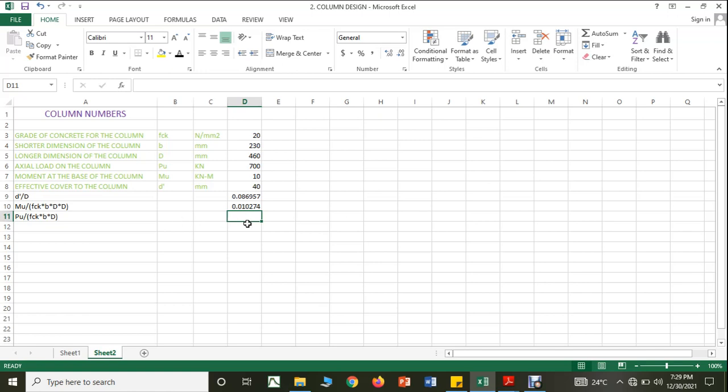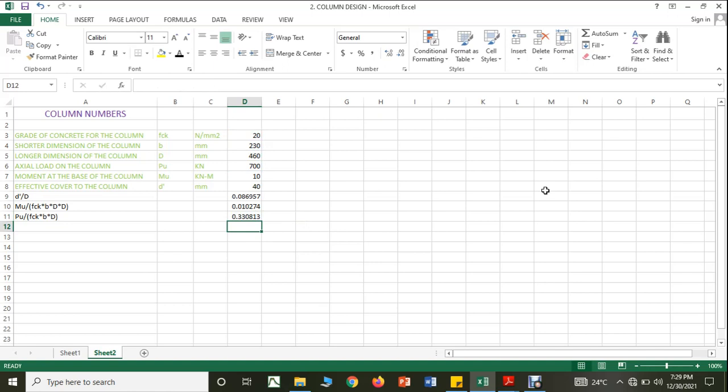Then similarly next you have Pu by FCK BD square. So therefore I have to open two brackets. First this is in kilonewton, I have to convert it into Newton into 1000, right? Then divided by, I'll again open the bracket, then I'll go FCK into B into D, right? Yes. So I'll close the bracket, enter. So this is my Pu by FCK BD, right?